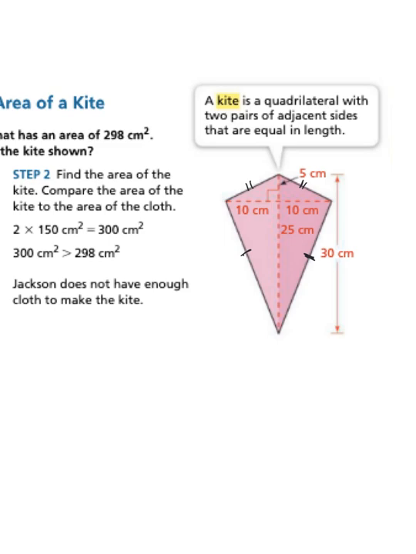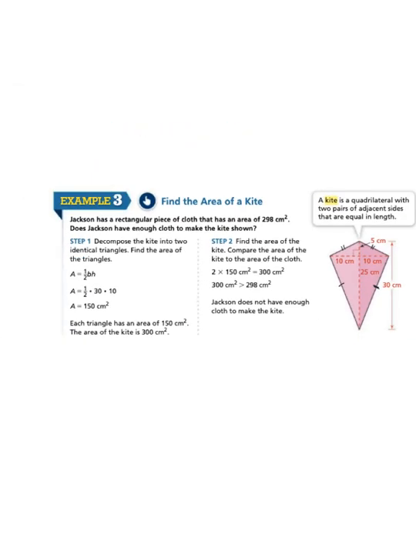Whenever you're looking at a kite, you can look at it as 2 triangles, 4 triangles, whatever is easiest for you. There's a couple different ways you can do this. You take 1/2 base times height. If we're looking at this triangle right here, the area of a triangle is 1/2 base times height.